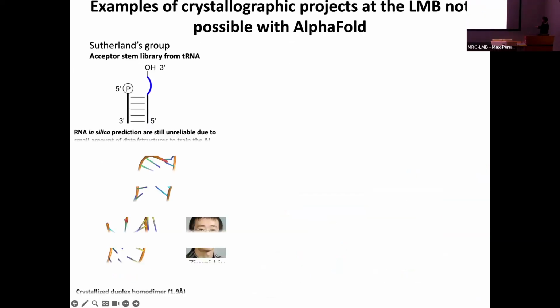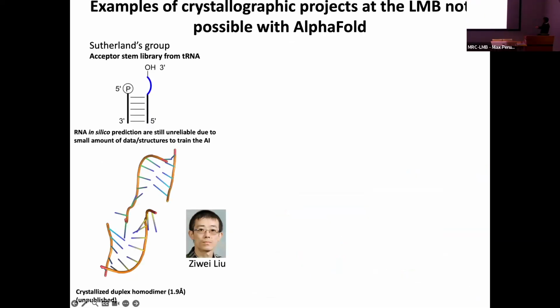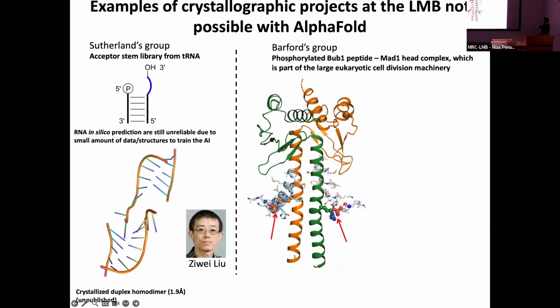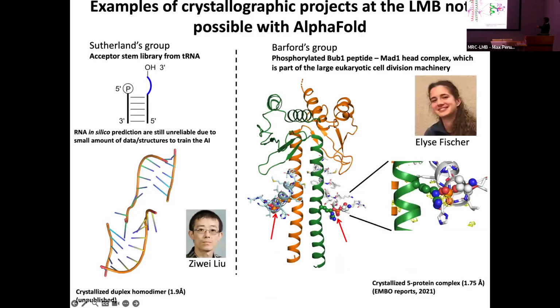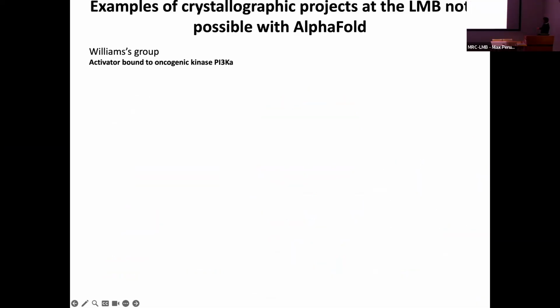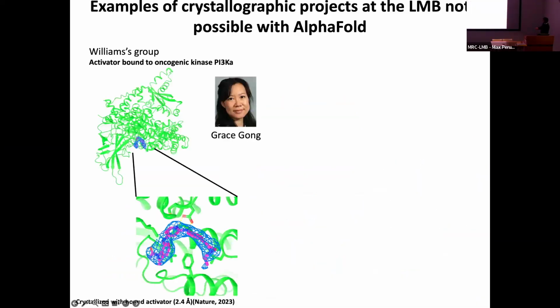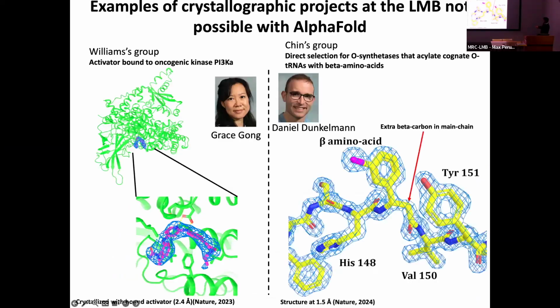So what people are doing these days is things that you cannot do with AlphaFold, like RNA molecules, phosphorylation and other post-translational modifications, small ligands, like in drug discovery, or unnatural amino acids, which AlphaFold cannot deal with.